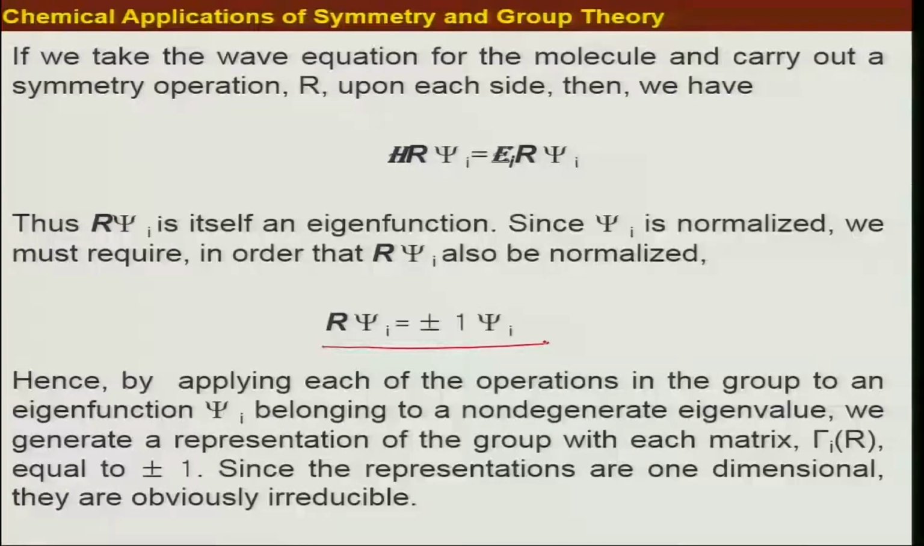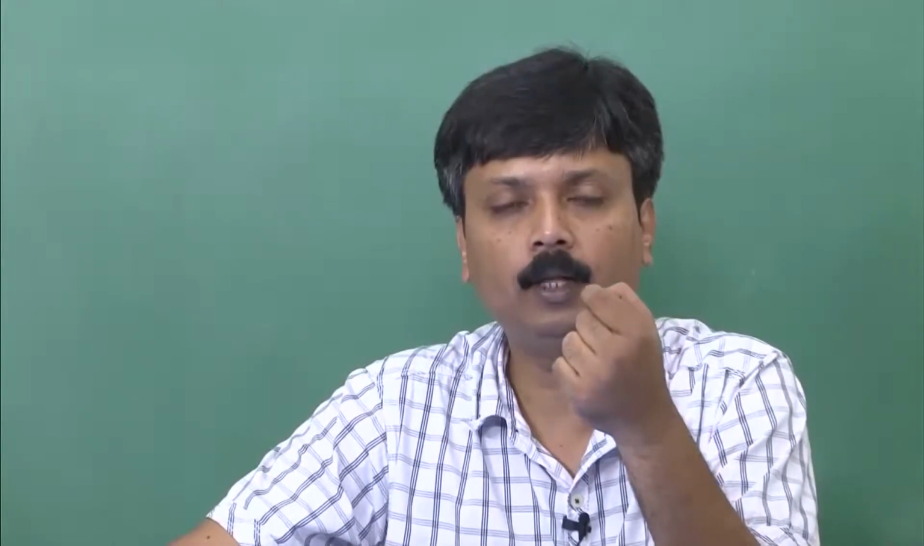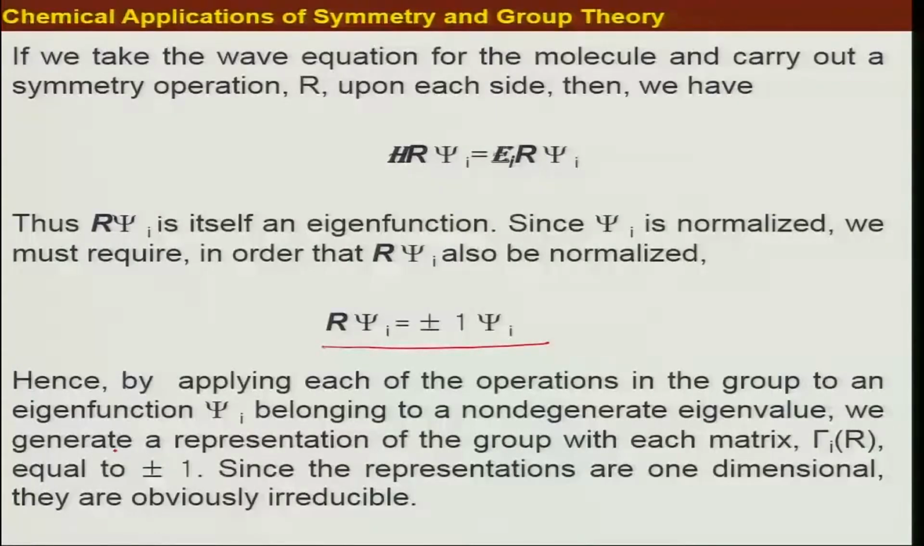So now if we apply all the symmetry operations of the group, okay, onto an eigenfunction psi I which belongs to a non-degenerate eigenvalue. Okay. So what do we mean by non-degenerate? That when we operate the Hamiltonian on the psi I, the eigenvalue that is generated is non-degenerate. Okay. So then we can generate a representation of the group as gamma I of R. Okay.